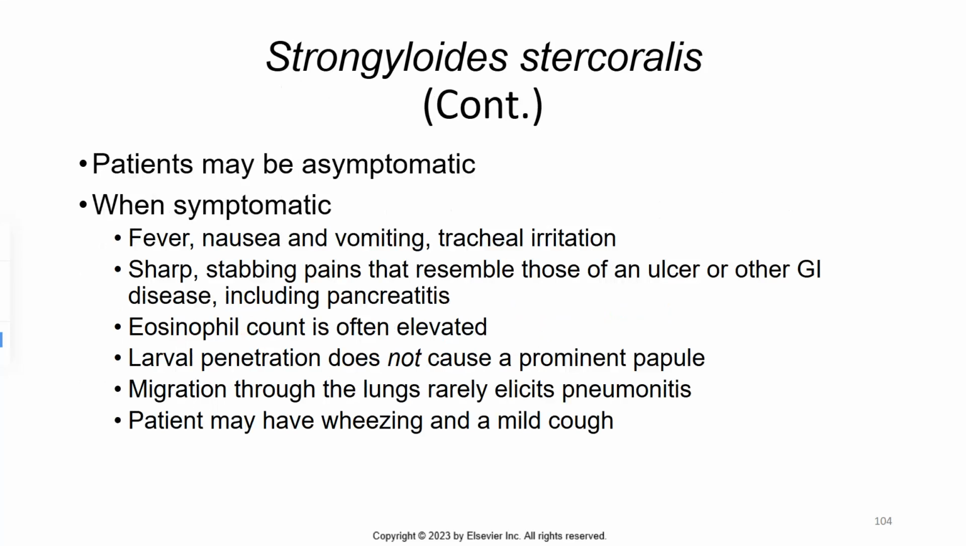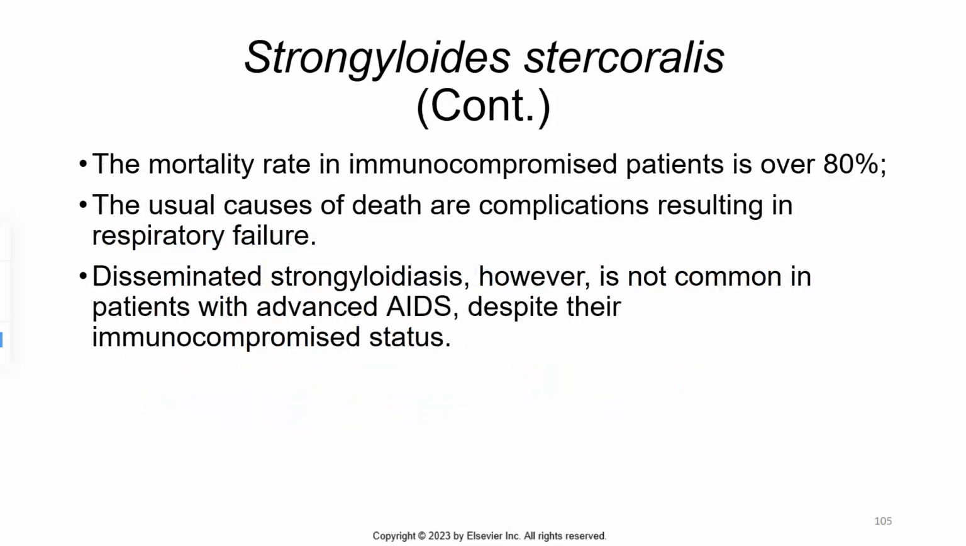Patients may be asymptomatic, but when they're symptomatic: fever, nausea, vomiting, tracheal irritation, sharp stabbing pains that resemble those of an ulcer or other GI disease, including pancreatitis. Eosinophil count is often elevated. Larval penetration does not cause a prominent papule. Migration through the lungs rarely elicits pneumonitis. Patient may have wheezing and a mild cough.